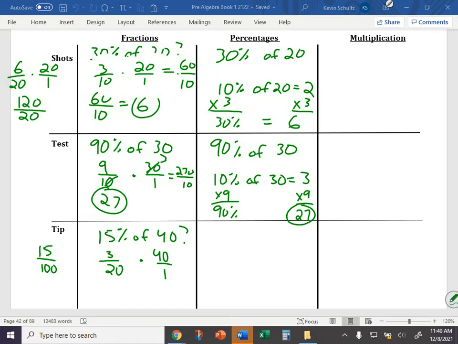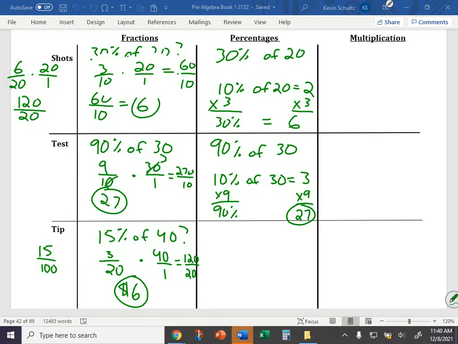This one isn't quite as clean as the others. 3 times 40 is 120. 20 times 1 is 20. What's 120 divided by 20? What does that simplify to be? Griffin? 6. Okay, so you left a $6 tip. So not quite as easy as when it's a 10%, but it's still very doable.